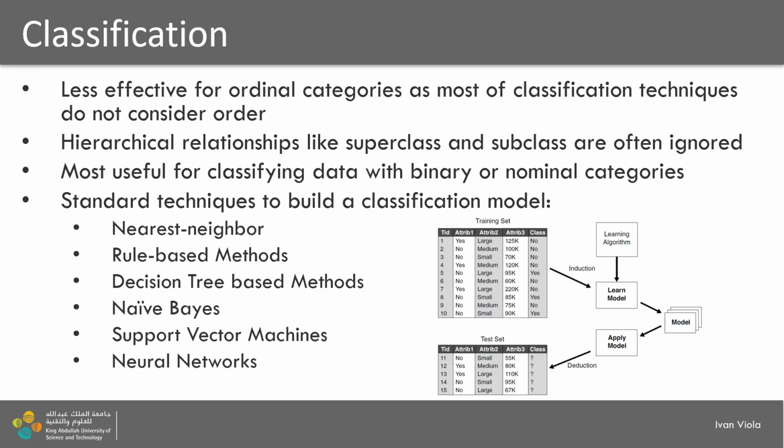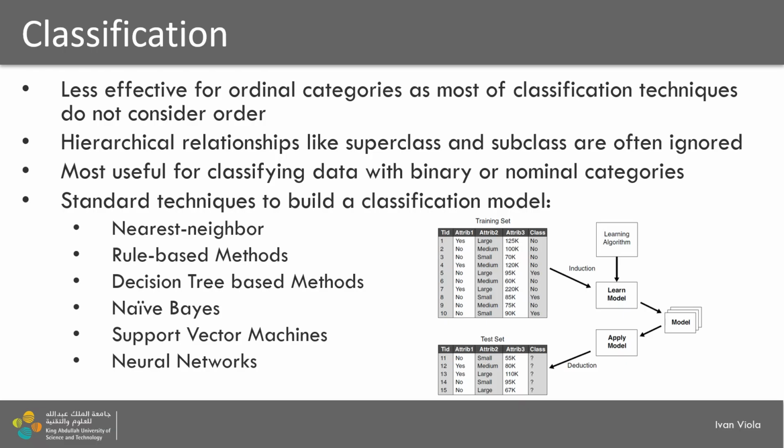So if we have aspects such as the animal, and then we have a mammal, and then under the mammal we have four-leg mammal, all these kinds of hierarchical relationships and classes will not really be the subject of our study of classification techniques this time. We will more look at classifying data with binary or nominal categories. Then we will look at various techniques for how to build a classification model.